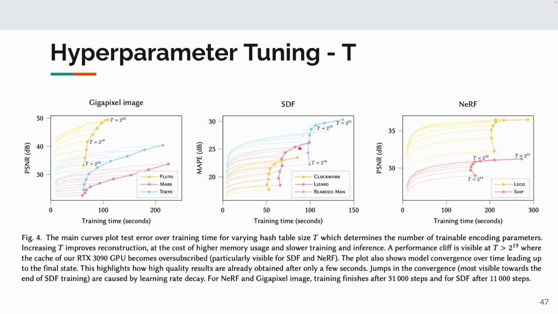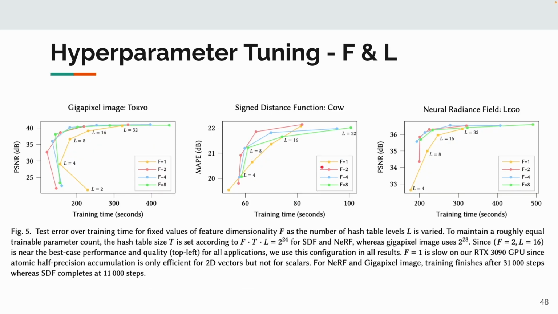This is because the test RTX 3090 GPU becomes oversubscribed. The authors also conducted experiments to find the best L and F, and it turns out the best configuration is F equals 2 and L equals 16. Like, it is the most upper left point.